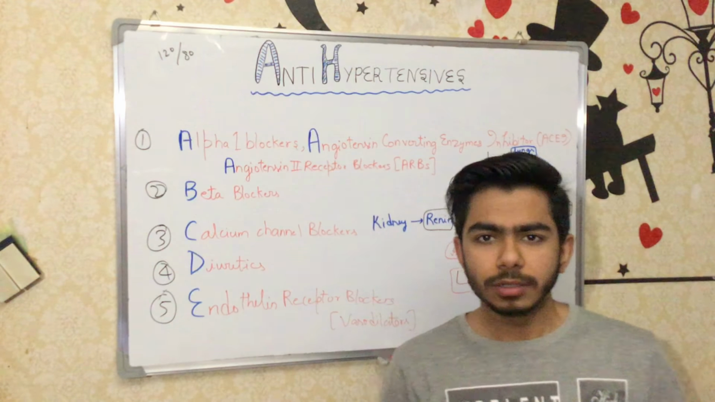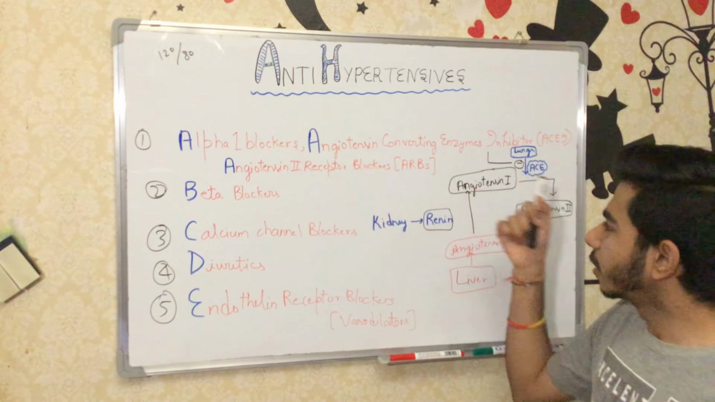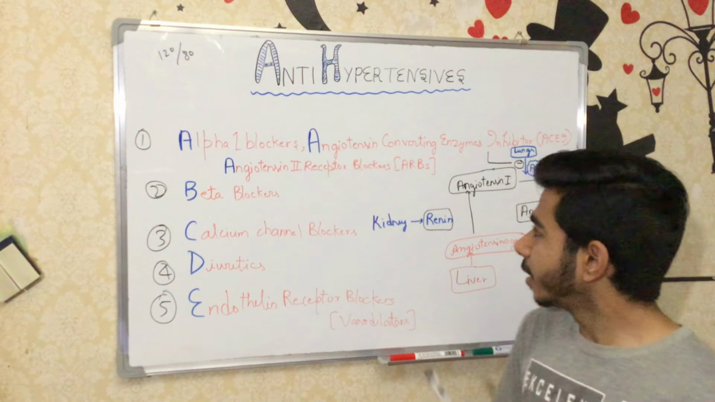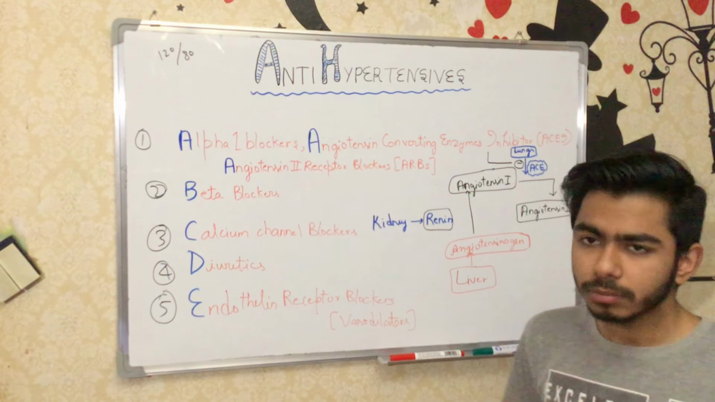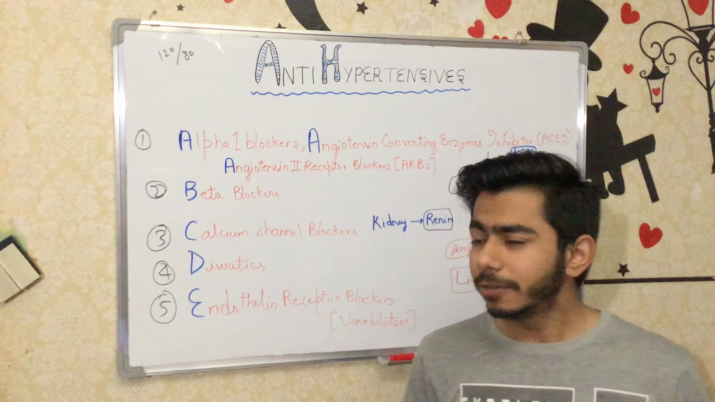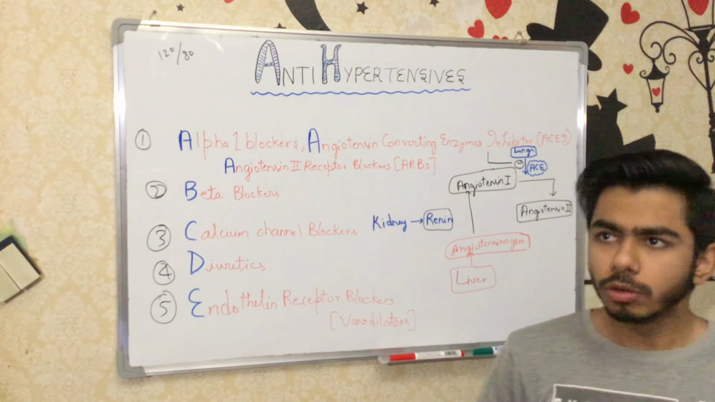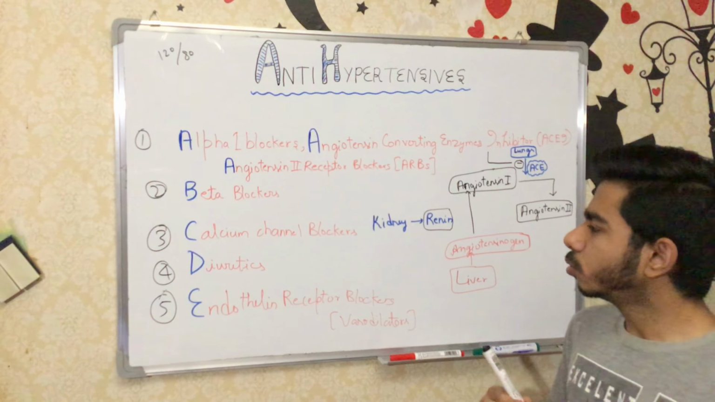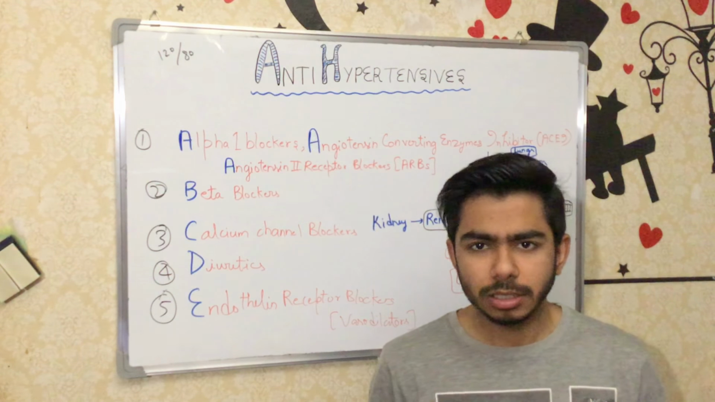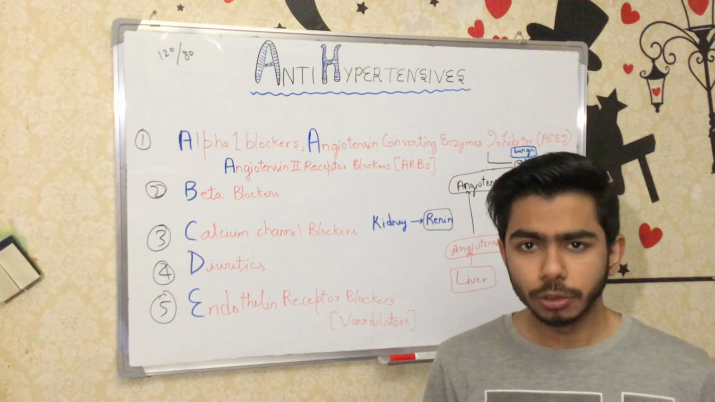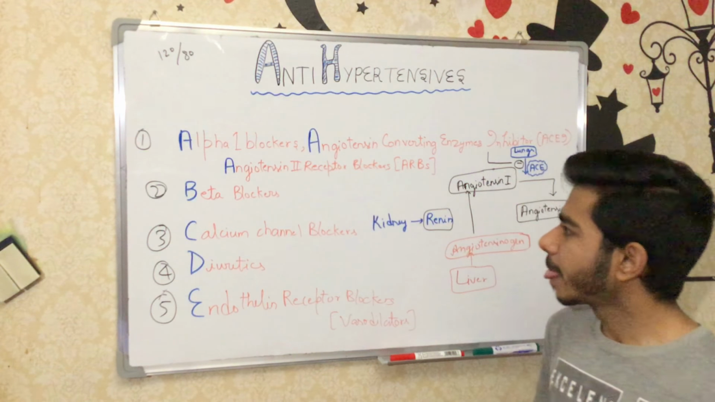Again, the side effects are very similar to the angiotensin converting enzyme inhibitors. They can also cause chronic cough, but ACE inhibitors have more side effects as compared to angiotensin 2 receptor blockers. So angiotensin 2 receptor blockers can also cause headaches, nausea, vomiting, diarrhea, and also hypotension in order to reduce blood pressure in chronic cases.